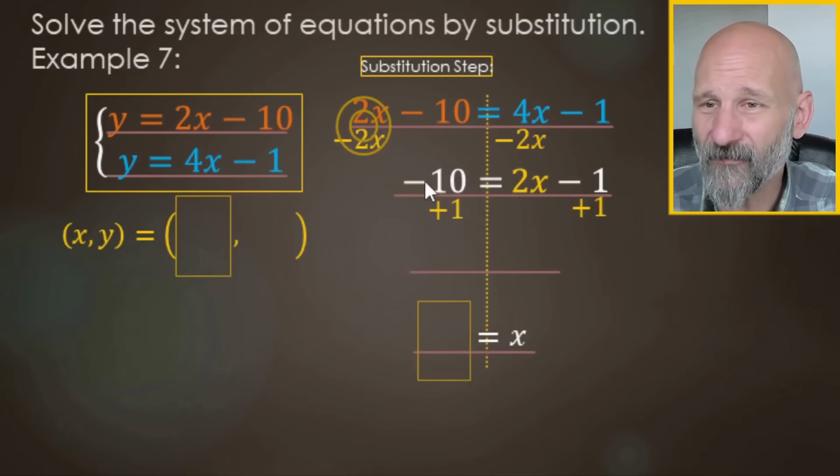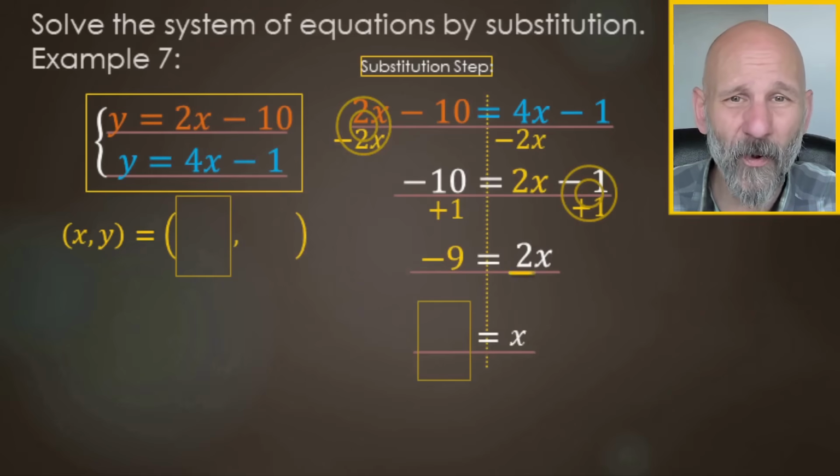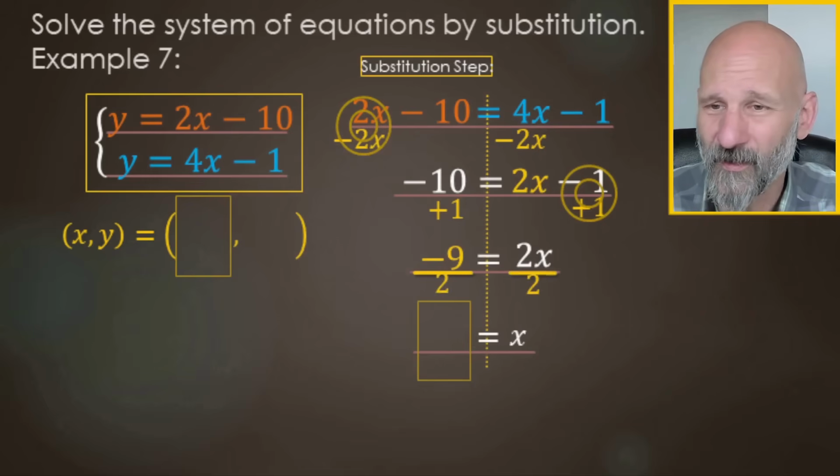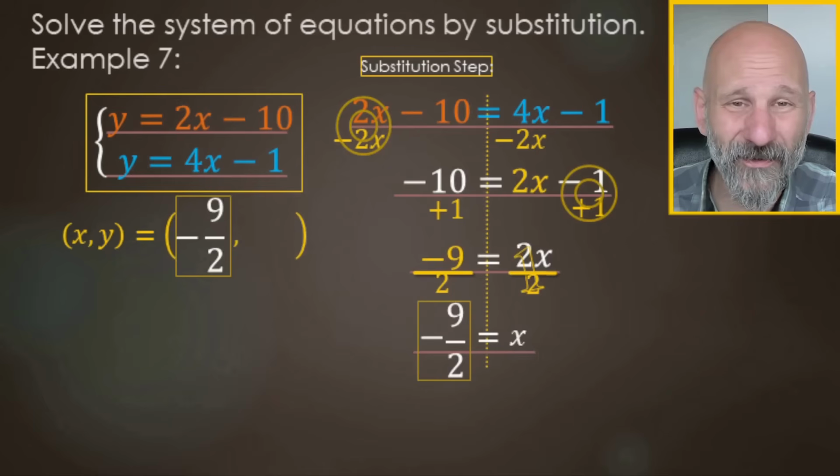So here we have negative 10 plus 1. That's going to make a negative 9. And then we got equals 2x and no more 1s on the right side. Now in order to undo the x being multiplied by 2, we're going to divide by 2 to both sides. So now we'll end up with negative 9 over 2 equals 1x, okay? So now we know that x equals negative 9/2.